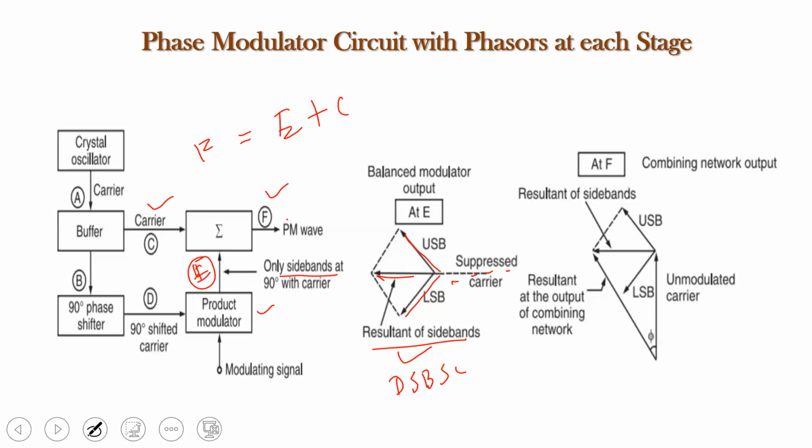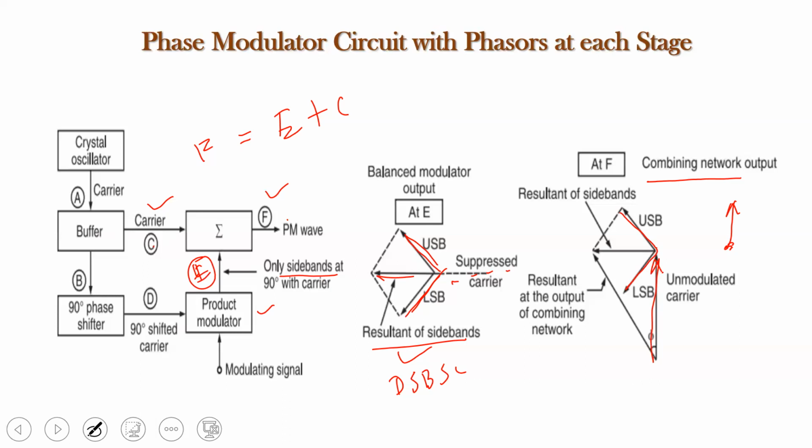So, at F, this is also called the combining network because it is combining the sidebands along with the carrier. At F, we can say that the two sidebands are added with the unmodulated carrier because there is no phase shift here. Unmodulated carrier, how have we represented it? As a vertical line. Without any phase shift, we have represented the unmodulated carrier as a vertical line phasor. Now, this vertical line phasor will be added with the two sidebands that are generated here at the output of the product modulator. So, together, the upper sideband, lower sideband and this unmodulated carrier are added together.